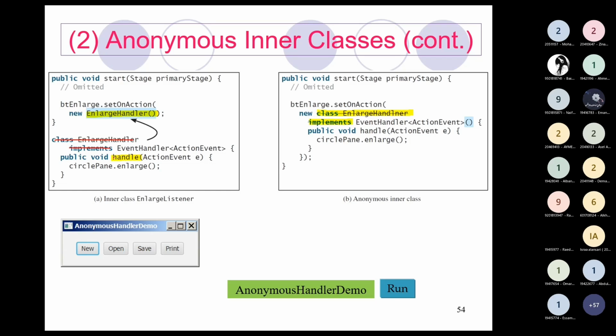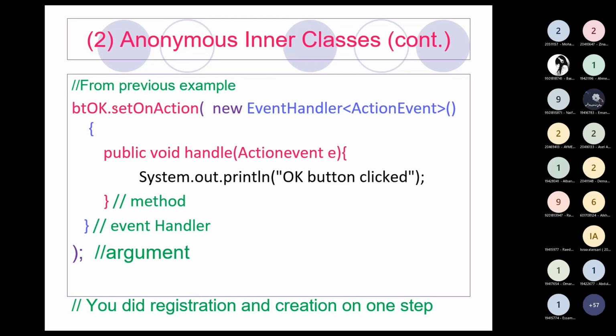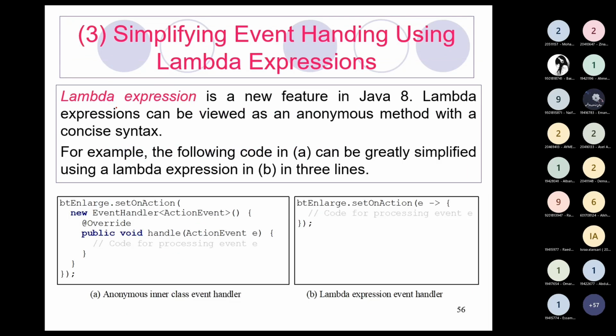The third way is simplifying the event handler, where we use something called Lambda. So what is that? What is a Lambda expression, and how can we use it? It's a new feature of Java 8, which can be viewed as an anonymous method with the simplest or shortest syntax. So we'll see the following code, for example. Here, this is with the anonymous inner class, so this is the second way, and this is with the Lambda.